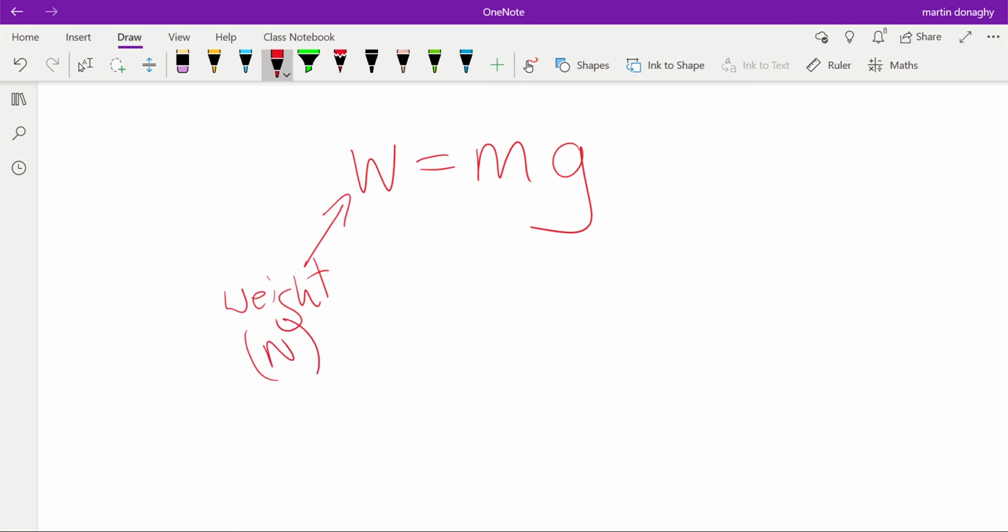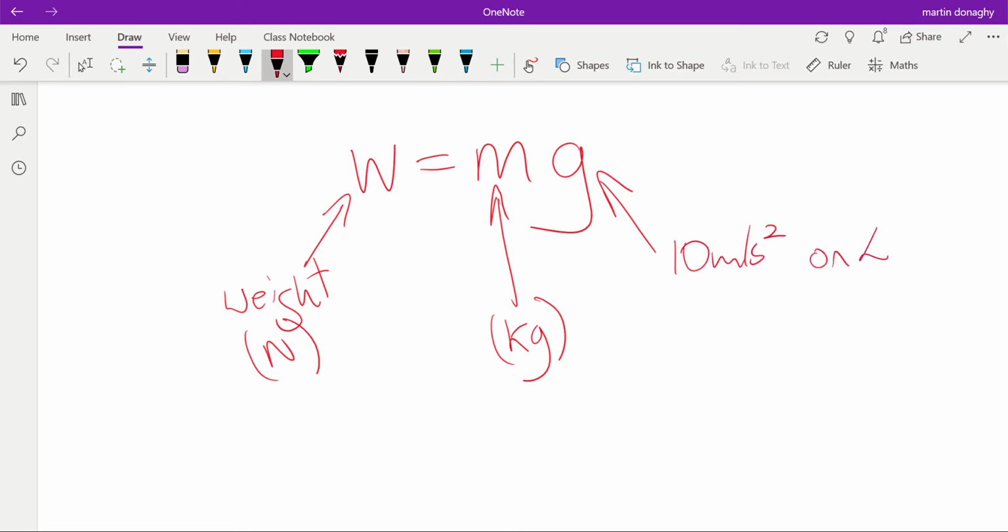We use the word weight wrongly in day-to-day life. We would talk about weight in kilograms or stones or pounds, but in fact, when we're talking about that stuff, we're actually talking about mass, okay? And in physics, mass is measured in kilograms. So if we're using this equation, we have to convert from grams into kilograms if we're given it in grams in the question. And this is gravity, which is 10 meters per second squared on Earth.